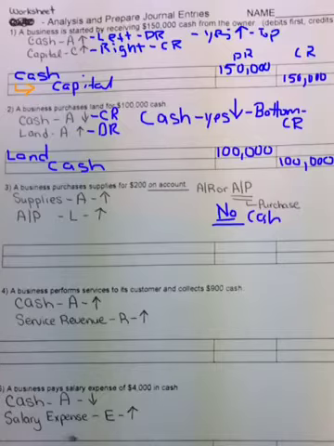So what we have to do is we actually have to look at this. We have to finish analyzing it. So for supplies, supplies is an asset. Assets increase on that left side. Remember, that's that left hand. Assets are that pinky finger. So it's left, and it will be a debit.